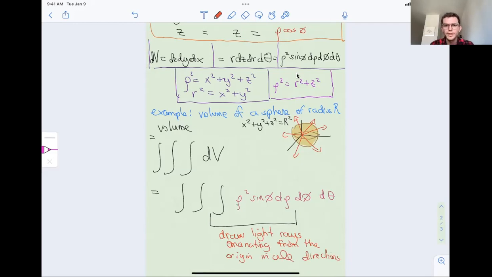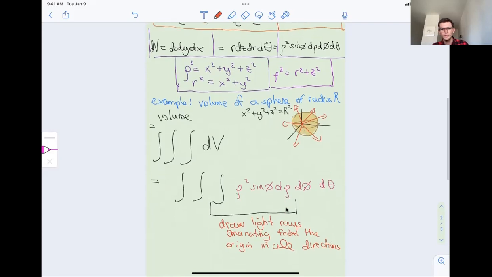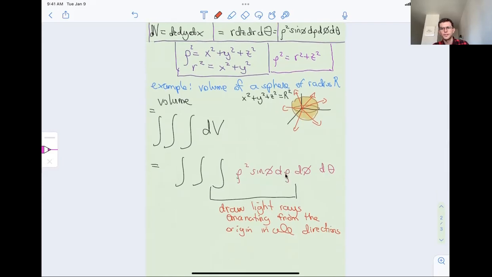In the case of the sphere, it's kind of easy. Where are all the light rays starting? They start at rho equals 0, right? They start at the origin. The origin is part of the sphere. So the first bound for this volume in spherical coordinates is rho equals 0.